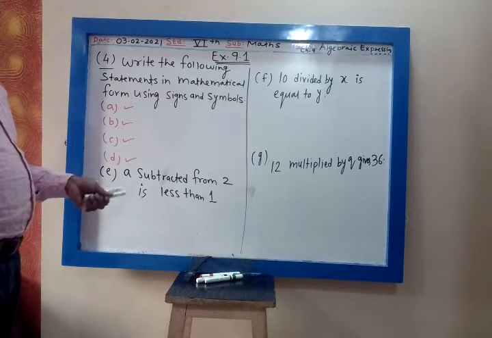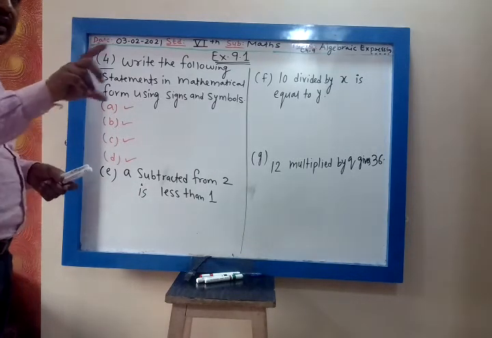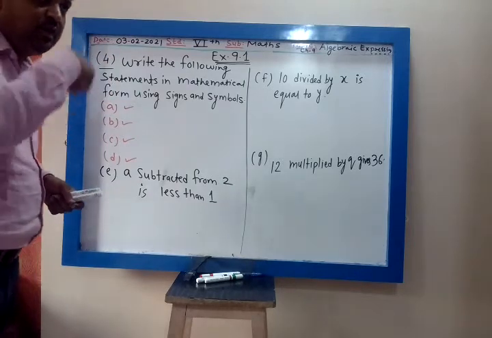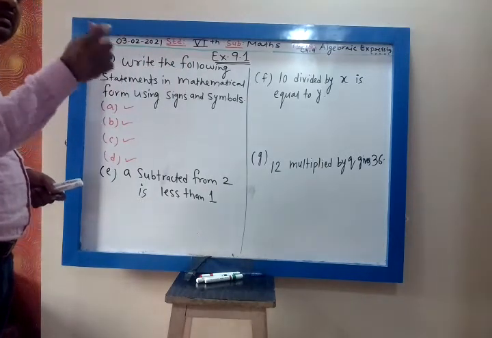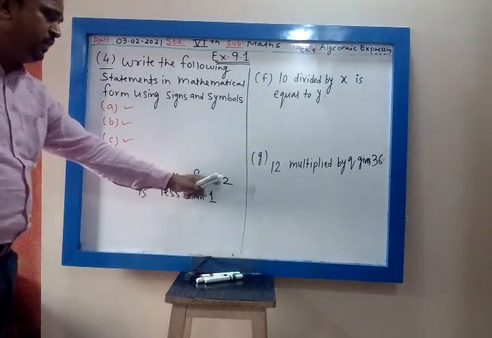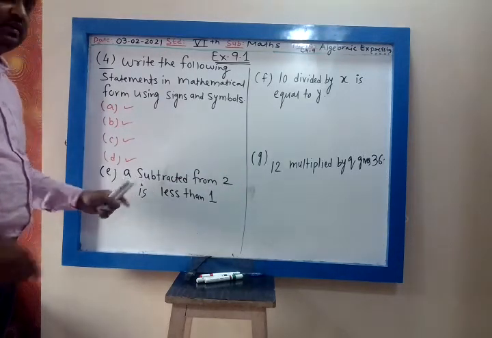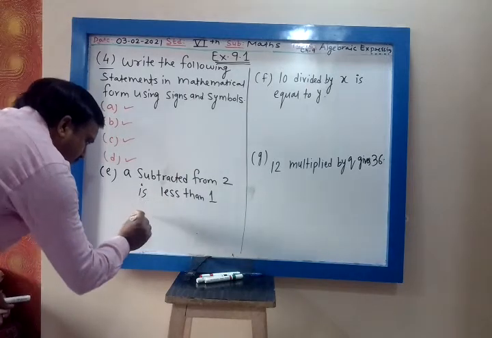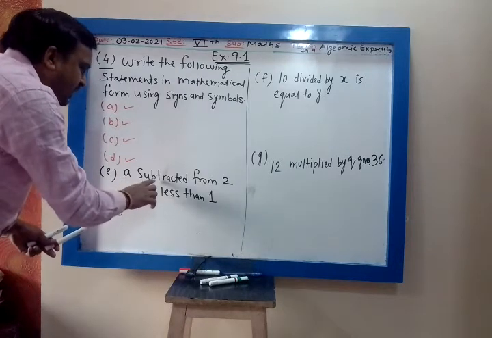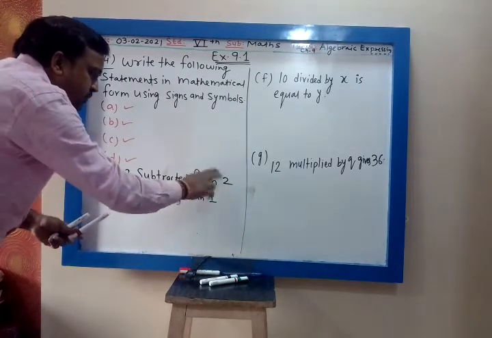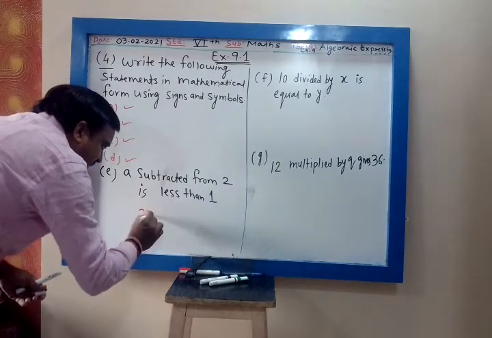A subtracted from 2 is less than 1. A subtracted from 2. So from which number we have to subtract A? From 2 I have to subtract A. So first I will write 2. From 2 I have to subtract A, or A subtracted from 2. So I will write 2 subtracted means minus A.